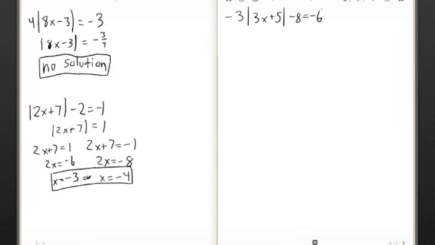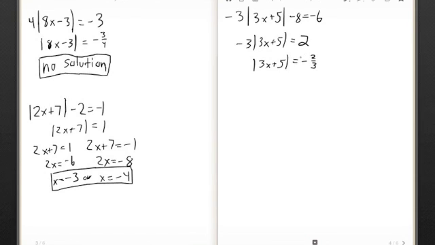Okay, so again, at first you could say, oh, well, there's no solution because it's equal to a negative number. But remember, you have this minus 8 here that you have to get rid of. And now you can solve this, right? So we're going to divide both sides by negative 3. We're going to get an absolute value of 3x plus 5 equals negative 2 over 3.